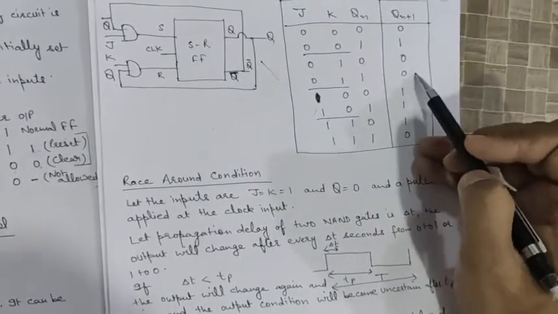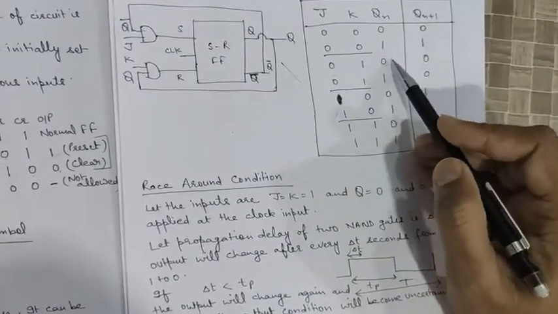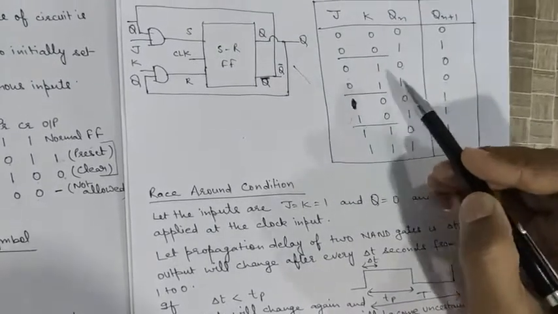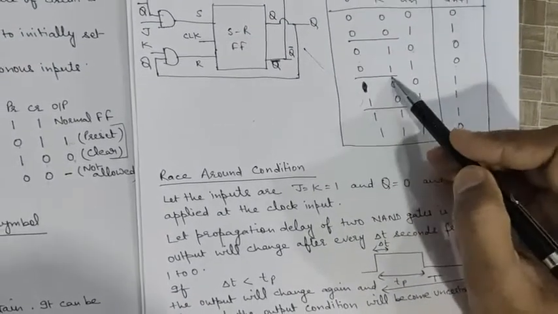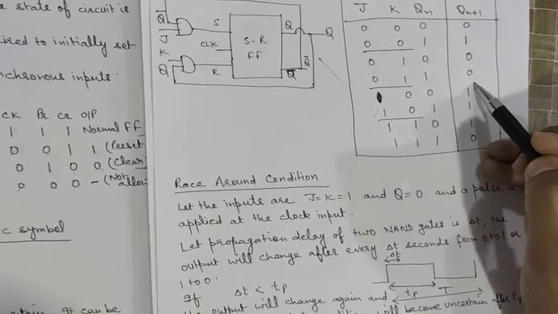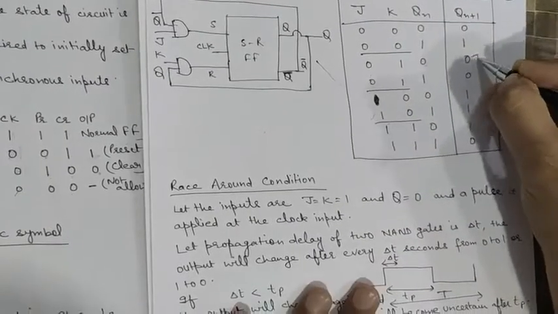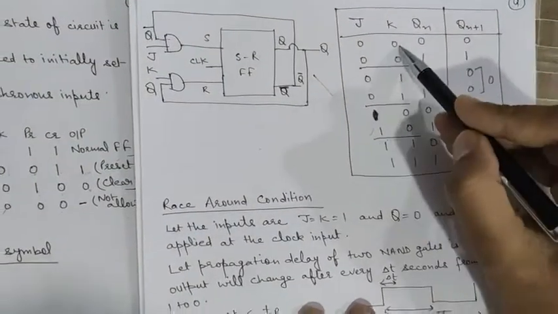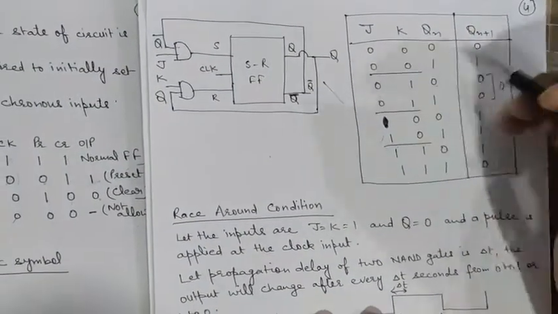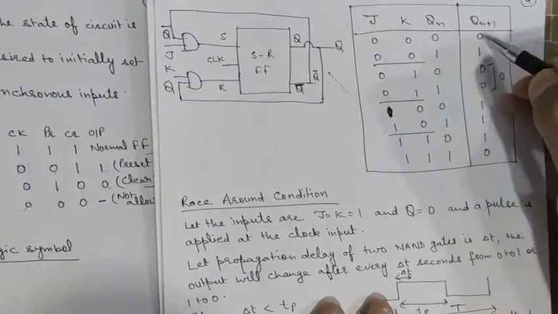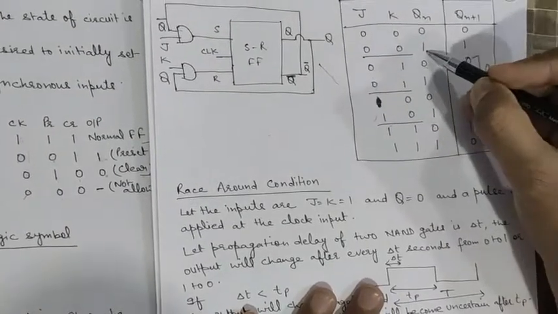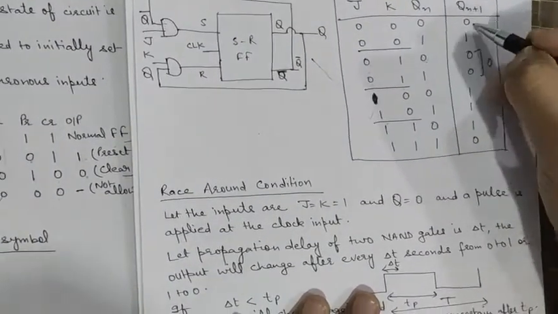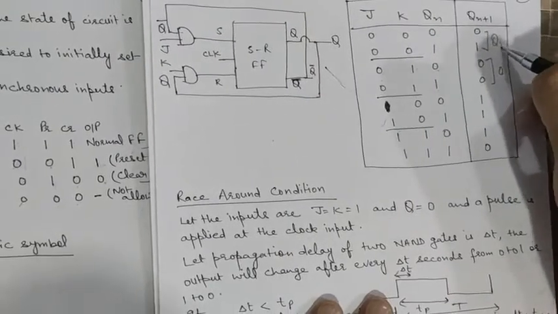So in both the cases, if I am taking the value of Qn to be either 0 or 1, and I am applying the inputs 0 1, the output will always be equal to 0. So I can club these two and it will be 0. From the first case, that is J equal to 0 and K equal to 0, whenever Qn is 0, Qn plus 1 is 0, and whenever Qn is 1, Qn plus 1 is 1. So this is equal to Q of n.